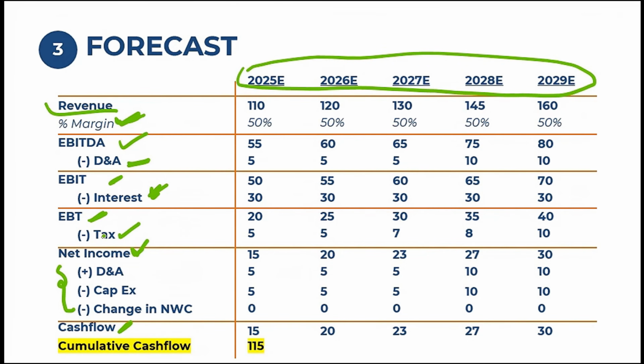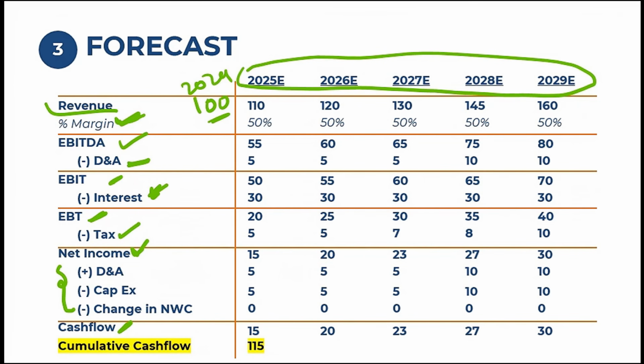Our revenue grows by 10% each year. So we start from 100. In 2024 it was 100. If we grow it by 10%, it's 110, 120, 130, 145 and 160. If you notice, I have taken round figures to make my calculation easier. Instead of taking 121 or 133, I have rounded it off to 120 and 130, and that's totally acceptable when you are given just 15 minutes to solve an LBO model.